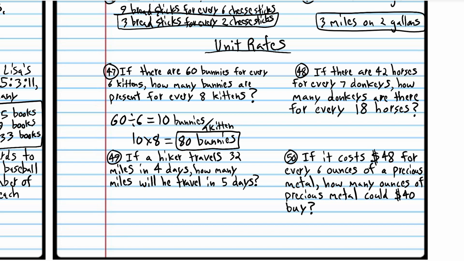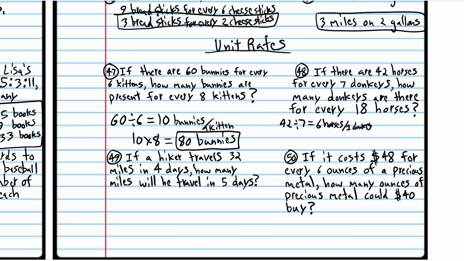To find the unit rate, we have to take 42 and divide by 7. And we get 6 horses for every 1 donkey. So now that we have the unit rate, we can find the solution to this problem much easier than if we use the previous numbers. So there's 6 horses for every 1 donkey, and you have 18 horses. It's not hard to figure that out.